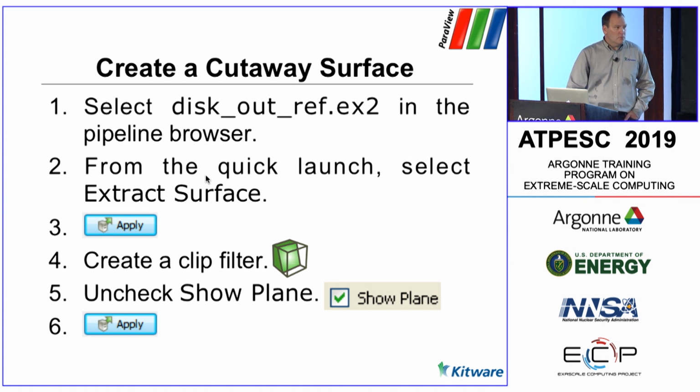Where's extract surface? In filters, you could go under alphabetical, or use the quick launch, which is Control space or Alt space.